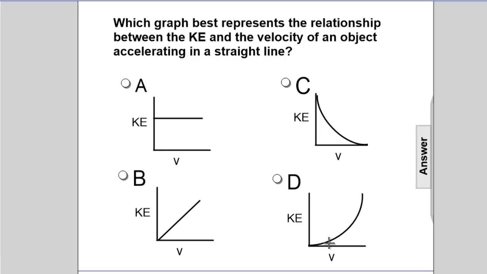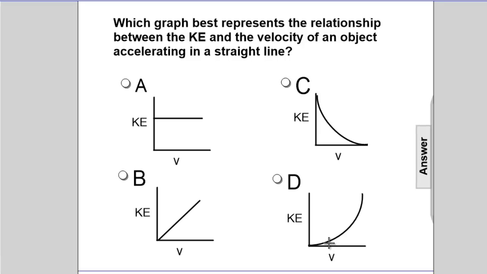Which graph best represents the relationship between kinetic energy and velocity of an object accelerating in a straight line? So it's accelerating. This object is changing its velocity. Let's make an assumption that the velocity is going up.